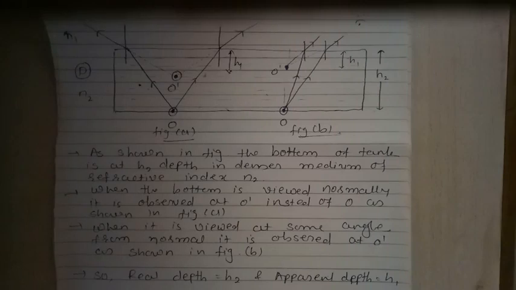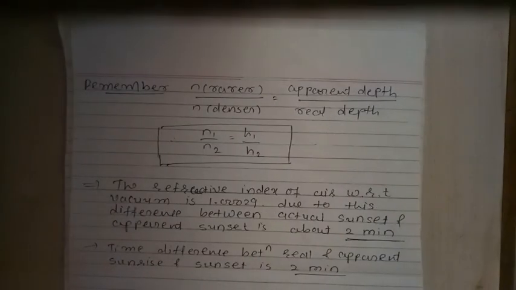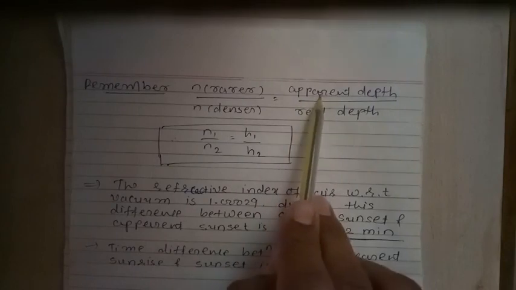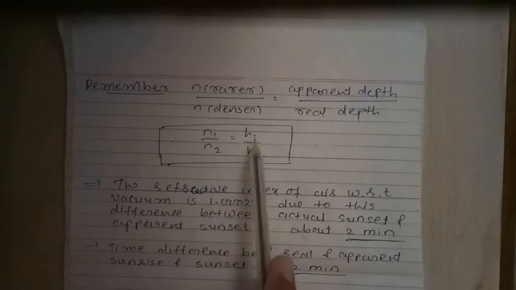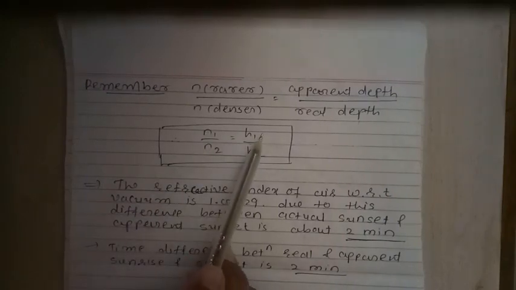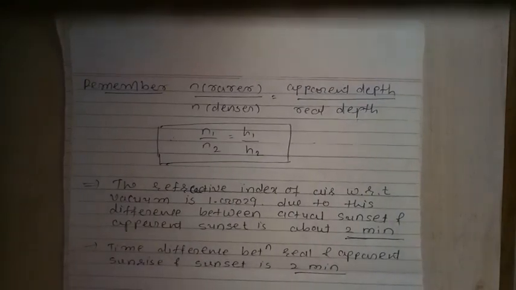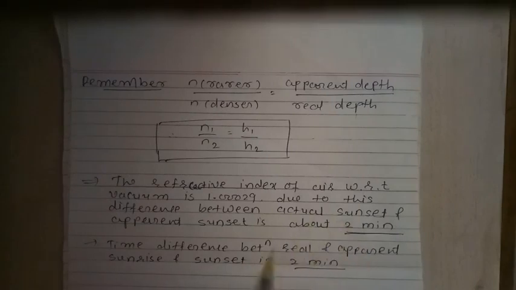Okay. Now you have to remember the following formula. The refractive index of the rarer medium to the refractive index of the denser medium is equal to the apparent depth upon the real depth. So we can write that N1 upon N2 is equal to H1 upon H2. So friends, you have to remember this: N1 upon N2 is equal to H1 upon H2.